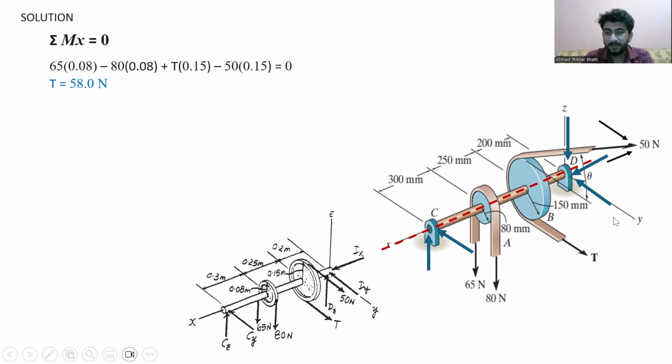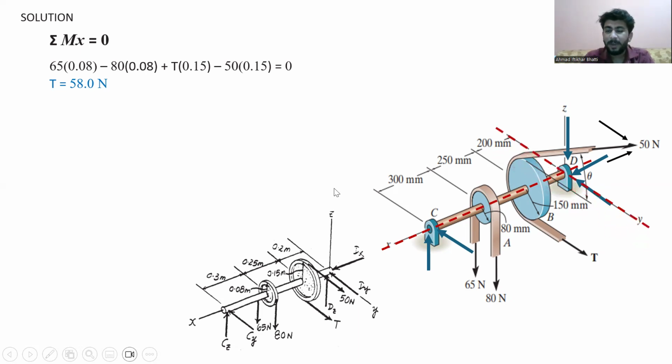And on the other pulley, we have a tension T on one side of the belt, which has a perpendicular distance of 0.15 meters. And on the other side of the belt, I also have a 50 Newton force, which has a perpendicular distance of also 0.15 meters, but it is negative because it is moving in the clockwise direction, while this tension force is moving in the anti-clockwise direction. So through this, I get the tension in the belt, which is about 58 Newtons.